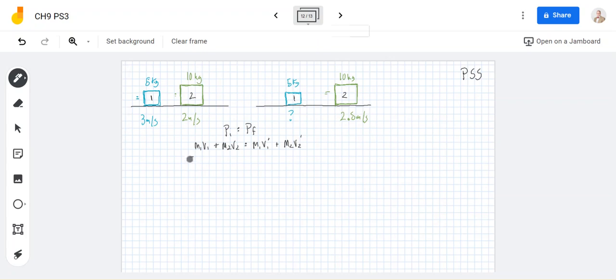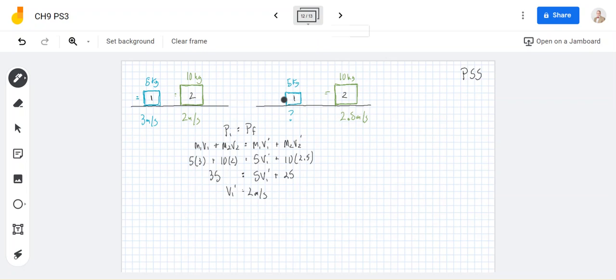So if I plug and chug this, I have 5 moving at 3, plus 10 moving at 2. I have 5, I don't know its after. So now I can just go from here. 5 times 3 is 15, plus 20, so 35 is equal to 5v1 after, plus 25. Subtract and divide, v1 after is equal to 2 meters per second. And that makes some sense. So I feel pretty good about that.